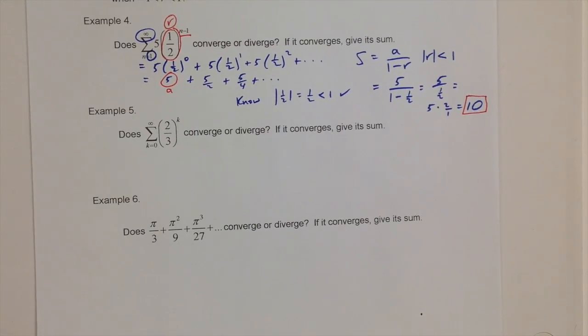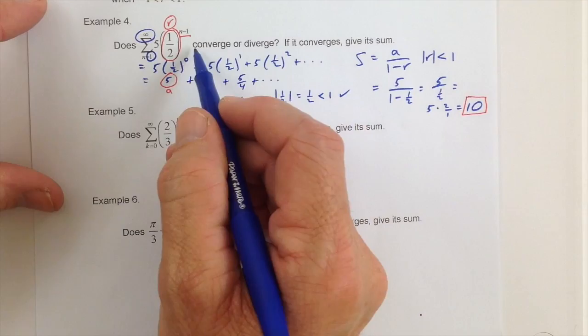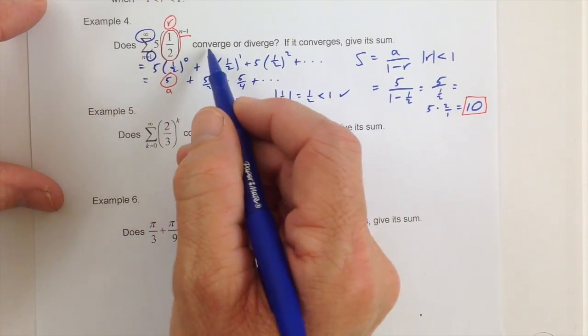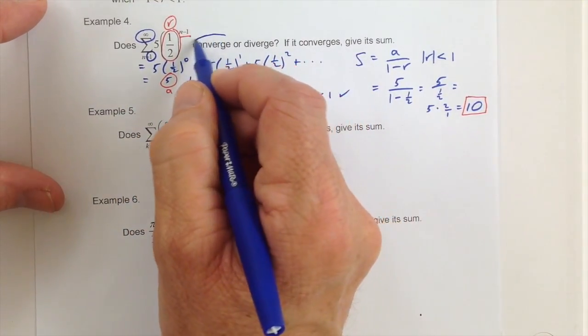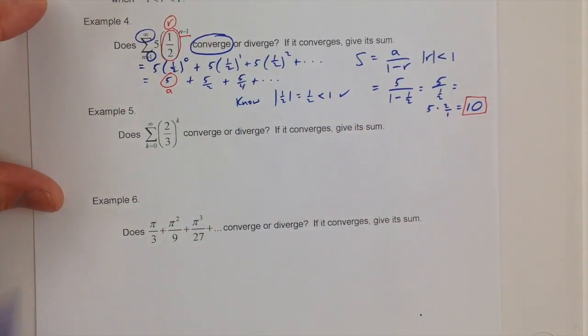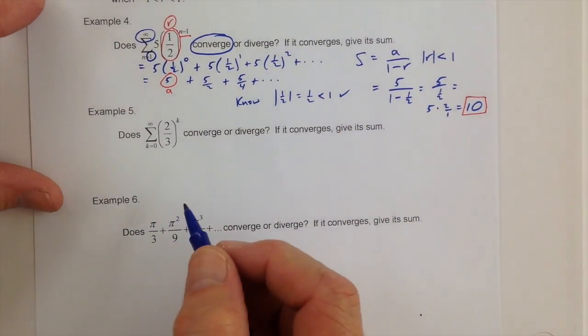All right. So let's make sure we answer the question, though. Does this series converge or diverge? It converges. So you can circle that. If it converges, give its sum. So we did all that, so we answered our question.